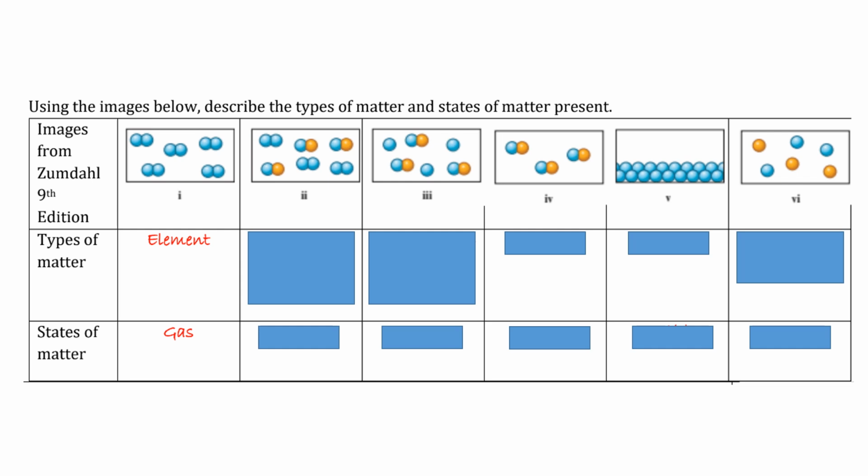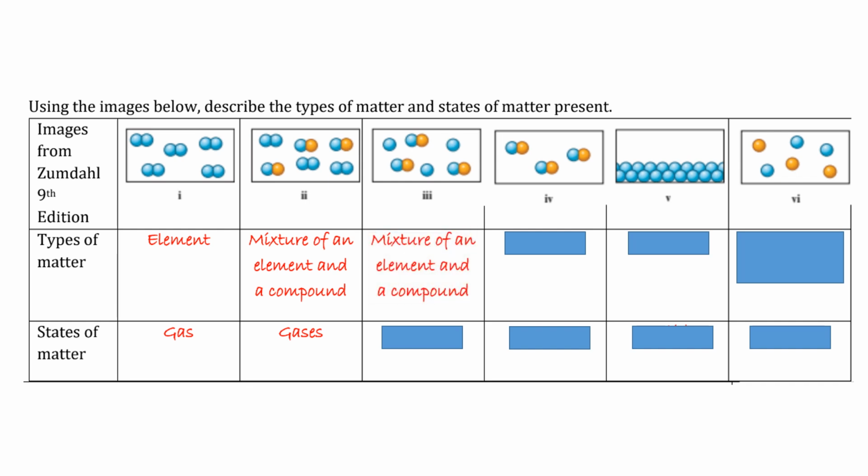If you look at the next one, we see that there are elements, meaning the two atoms in the same thing are the same, but also there's one where it's different. So it's a mixture of an element and a compound, and based on their spacing, these are gases. The next one looks like a mixture again. It's an element and compound, and based on their spacing, they're gases. In the fourth box, each particle is identical to one another, but within one particle, you have two different elements present. So it's a compound, and based on the spacing, it's a gas.